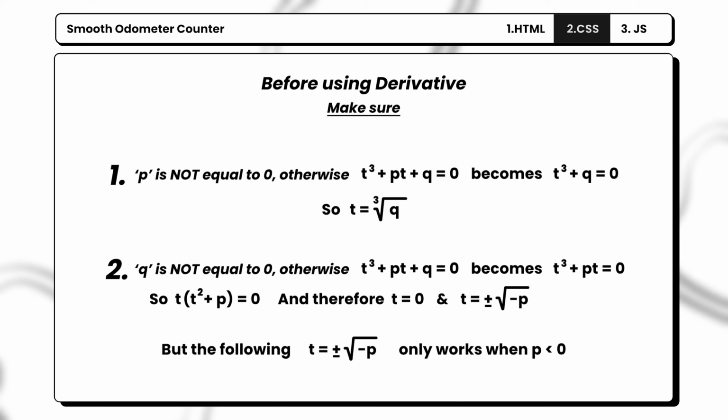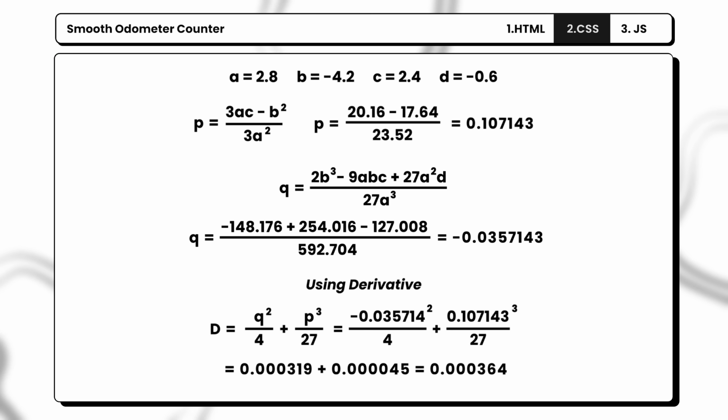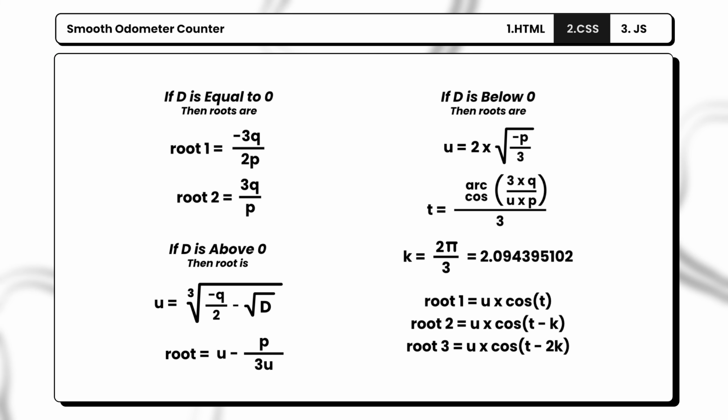And the square root equation would only work when p is below 0. Since we don't have any of these cases, we can continue with calculating our derivative, which gives us 0.000364. Next, there's 3 cases, and that's when the derivative is either equal to 0, above 0, or below 0, and these are the equations we need to use for each situation.